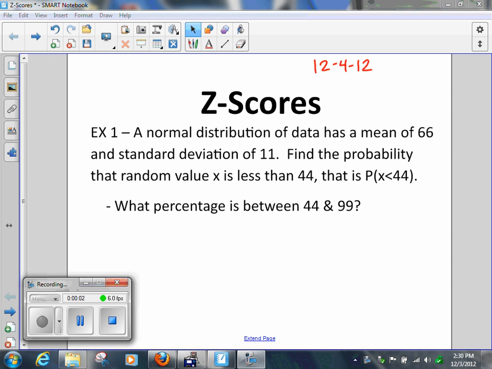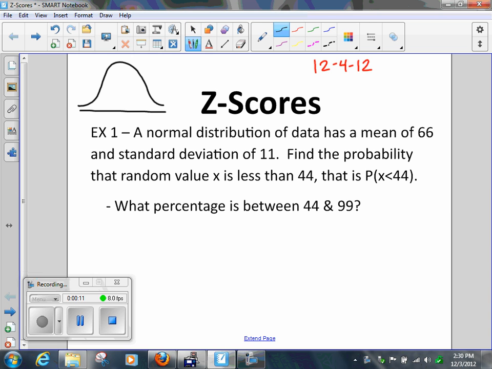All right, so we're going over Z-scores. Yesterday we talked about the normal distribution curve and how it looks like this. We talk about the mean and then those standard deviations to the right and the standard deviations to the left. So look at this problem just to review. You should have already checked the answers on the 3-page worksheet from yesterday.